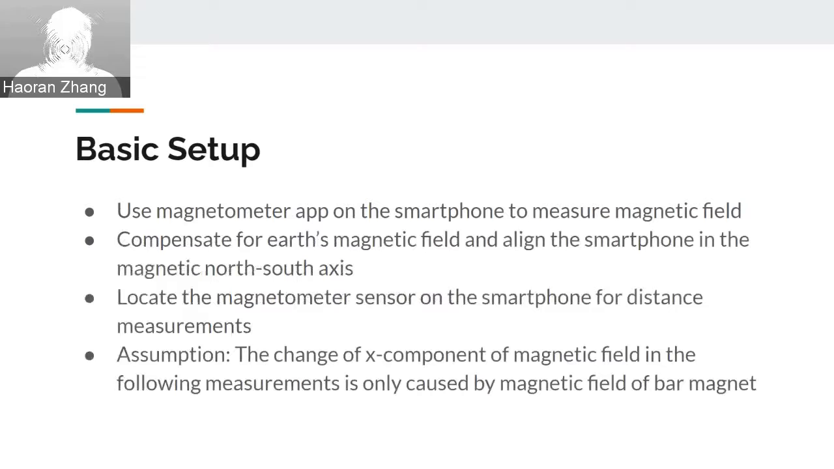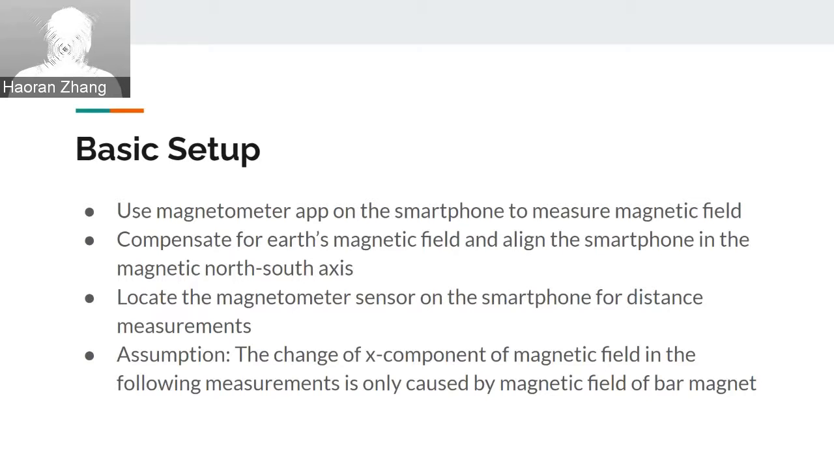In this lab, we used the magnetometer app on the smartphone to measure the magnetic field at the desired location. Note that at the beginning of the lab, we need to align the smartphone in the magnetic north-south axis to compensate for the impact of Earth's magnetic field in our system.